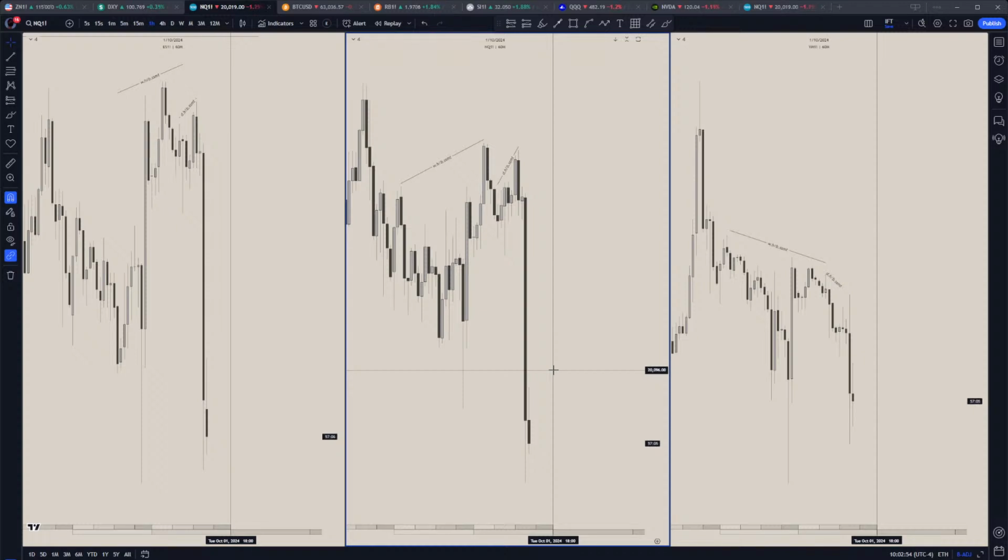What's the smallest time frame you use for SMT? For me personally, I use 15 seconds sometimes.